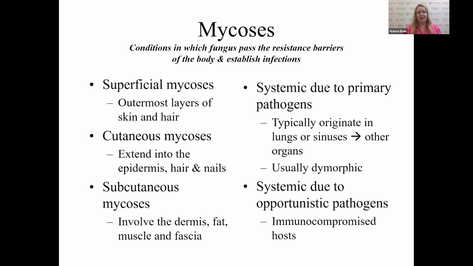If you do work in a hospital setting, you may see subcutaneous mycoses, which involve the dermis, the fat, the muscle, and the fascia. And then those can progress to systemic mycoses due to a primary pathogen, which usually originates in the lungs or sinuses, and then transfers to other organs. And it's usually a dimorphic fungus that causes that. Now, systemic infections are usually only found in opportunistic settings with an immunocompromised host. And again, you won't see those unless you work in an academic inpatient setting.